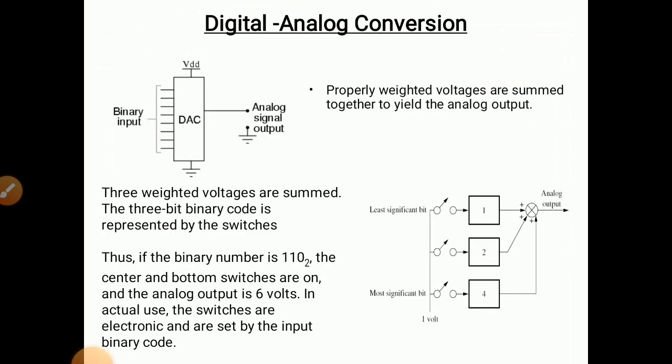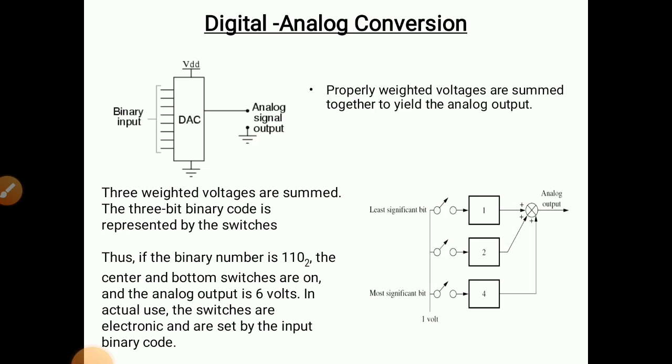Digital to analog conversion is very important when the data from computer devices is in digital form and we have to convert this digital form into analog form for analog devices. At that time we need digital to analog conversion.